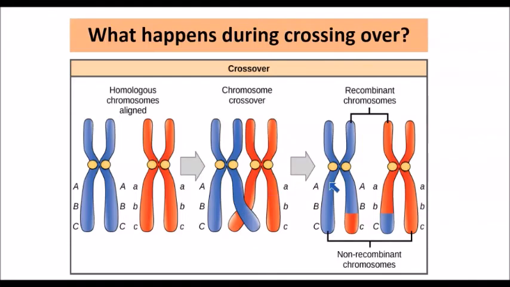Therefore, at the end of crossing over, we have this exchange of genetic information, and this is where genetic variation actually originates from. You can see that we have a piece of the mother's chromosome attached to the father's chromosome, and a piece of the father's chromosome attached to the mother's chromosome. So this is where you get those differences coming about.